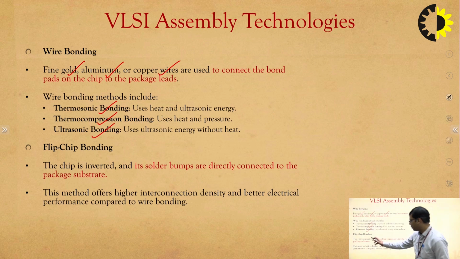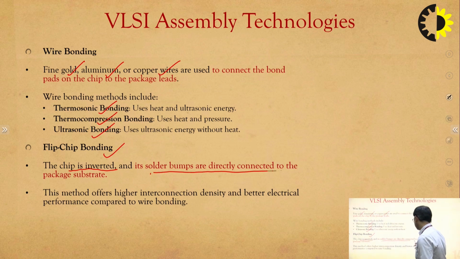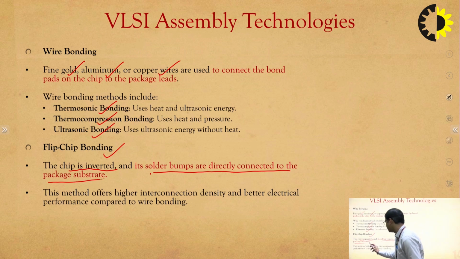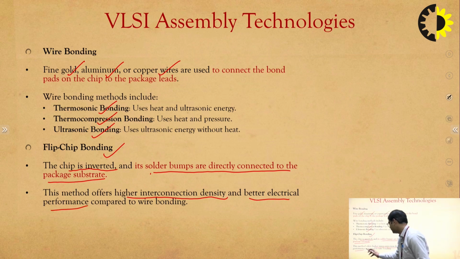For flip chip bonding, here the chip is inverted and its solder bumps are directly connected to the package substrate. This flip chip bonding method offers higher interconnection density and better electrical performance compared to wire bonding.